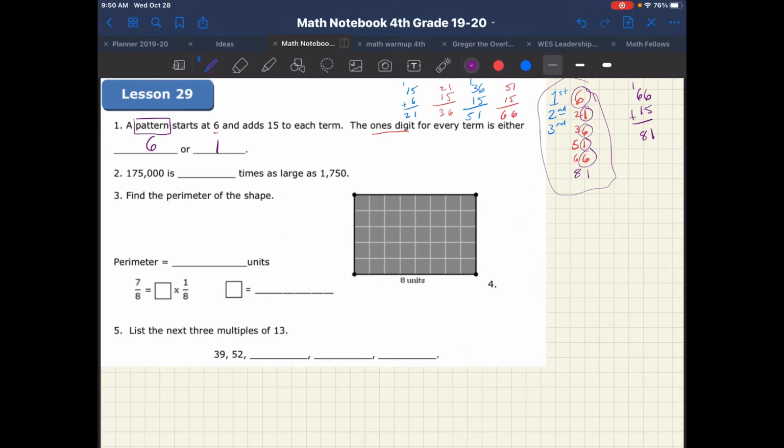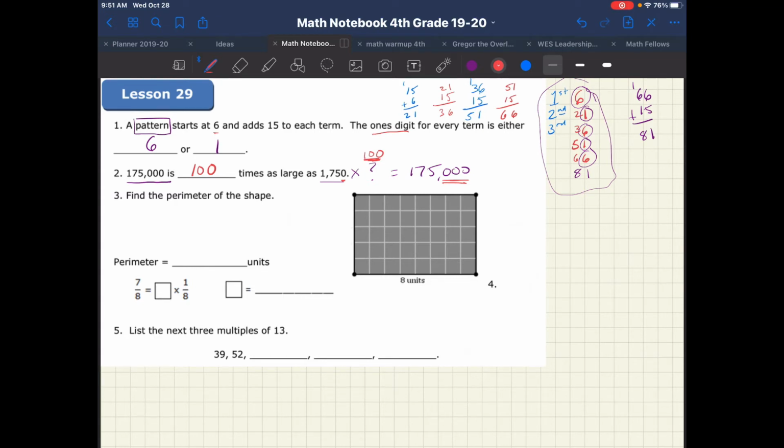And number 2, 175,000 is how many times larger than 1,750? So 1,750 times what gets me to 175,000. The key here, of course, is the zeros. Everything else is the same. I've got 1 zero here and 3 zeros here. So to place the extra 2 zeros, I'm going to have to times it by 100, right? Because there's 1, 2 zeros, 3 zeros, 3 zeros here. So 100 times as large. We just need to use those place value patterns.